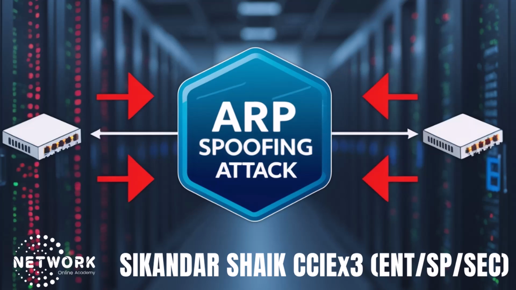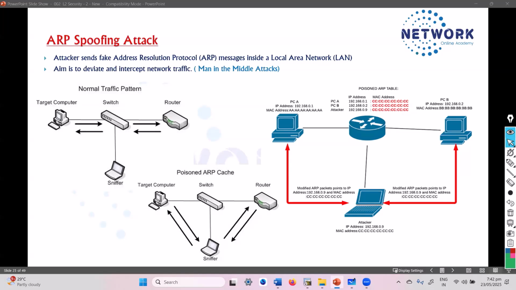Now, there is one more kind of attack which can happen, called ARP spoofing attacks. Again, the same thing: whenever you see spoofing, it means pretending to be someone else, and this time the attacker is sending a fake ARP request. If we quickly review what the ARP protocol is, ARP, Address Resolution Protocol, is going to resolve IP to MAC.